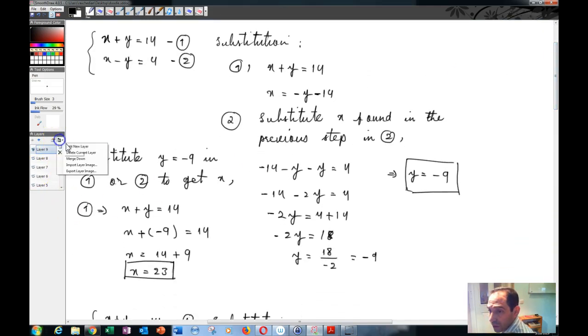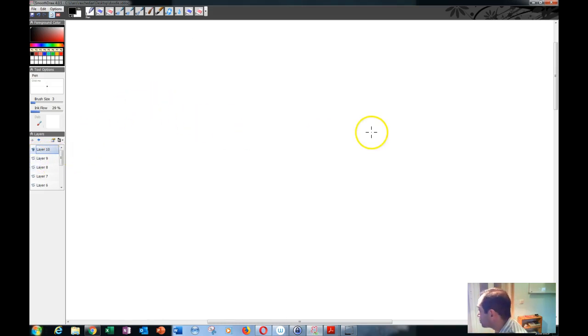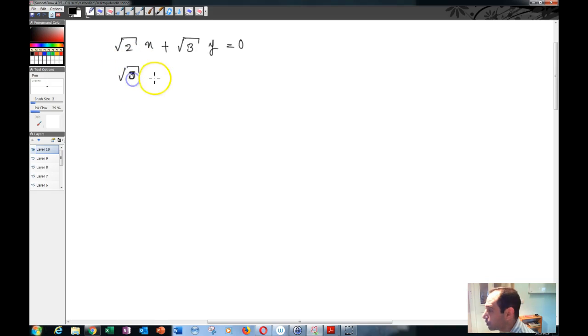So the next question that we have is, let's do one more of these. Let's see. So there is, for example, this question: square root of 2 times x plus square root of 3 times y is equal to 0, and square root of 3 times x minus square root of 8 times y is equal to 0.